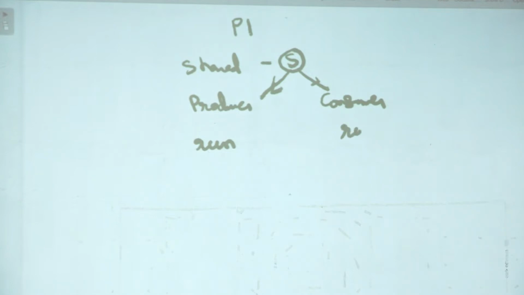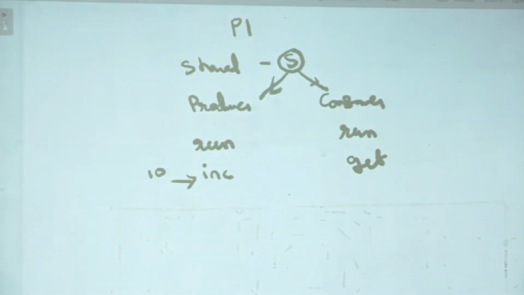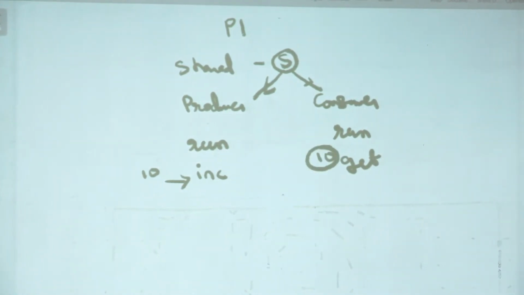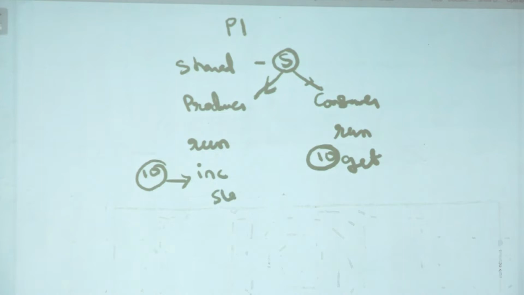Now the producer has a run method via the runnable. The consumer also has a run method. This run method is calling inc 10 times, and the consumer is also calling get 10 times, and we have managed to slow down this inc, sleep, and sleep here also.